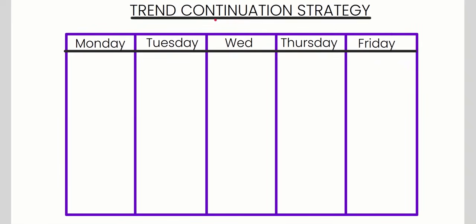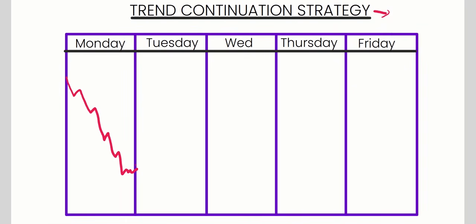Well, we all know that the best strategy is to trade in line with the trend. So today I want us to look at the trend continuation strategy. It's one of the easiest strategies out there. And just to explain how it goes, let's say we're going to choose any day. In this case, let's say Monday actually traded downwards and it closed down.